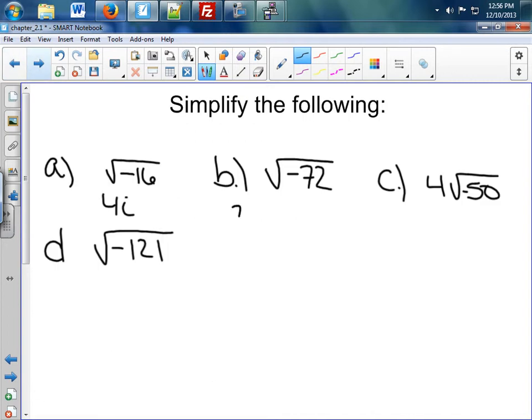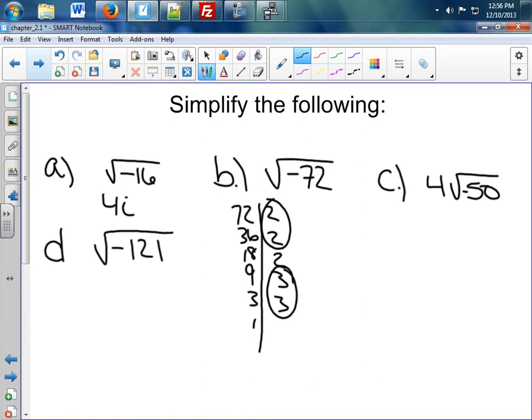This one, if you don't remember how to do radicals: 2, 36, 2, 18, 2, 9, 3 is the smallest number, 3, 3, 1. I'm looking for pairs of numbers. 2 times 3 is 6. I'm left with a 2 inside, and I put an i there because it was a negative. This one here, I can break it up. I'm going to do each one of these different ways. 25 square root 2.